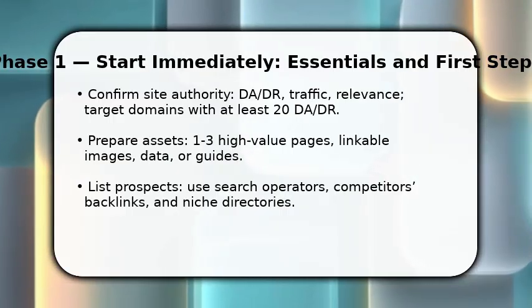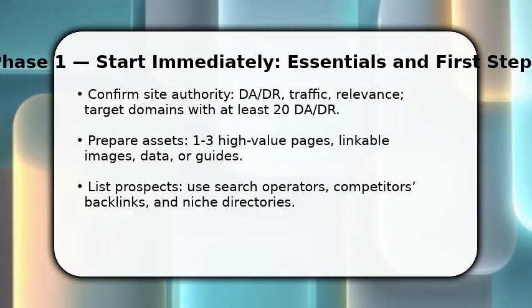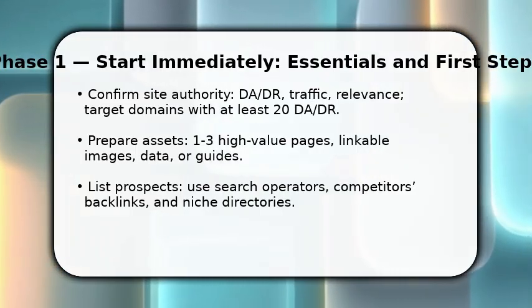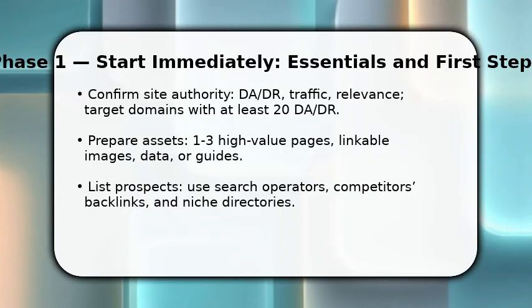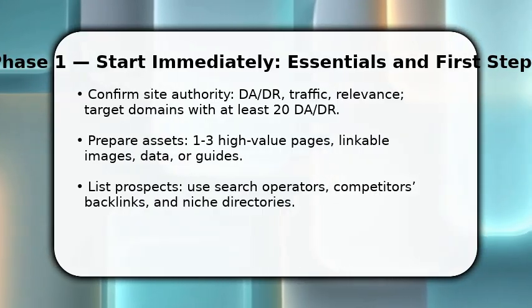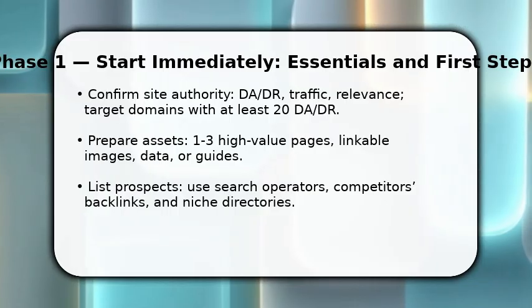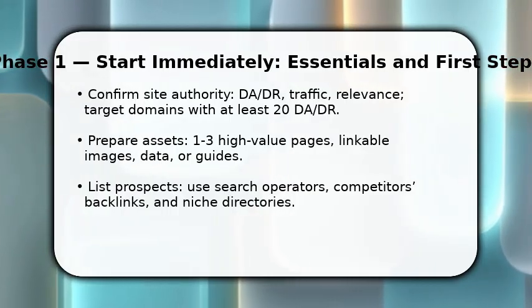You start by validating targets. Check domain authority and topical relevance so your outreach lands where it matters. Once done, pick 1 to 3 linkable assets, research, case study, or original image, and make them outreach ready.